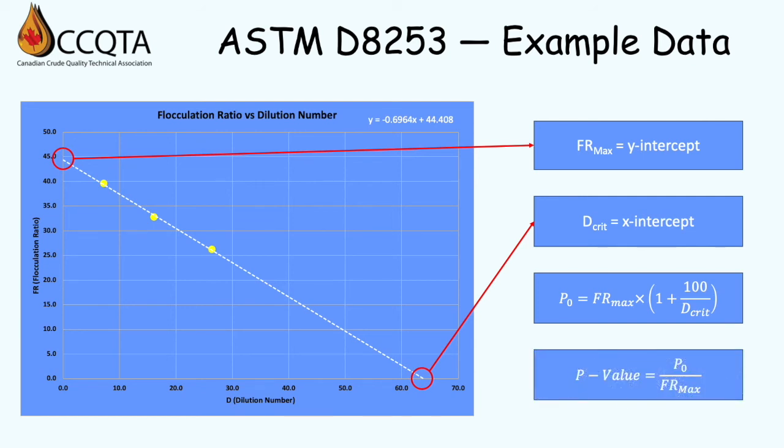The P value is the P0 divided by the FR max. This can also be referred to as the peptizing power. Procedures B and C will be described in more detail in the next episode, which will serve as a tutorial for the 8253 test method.